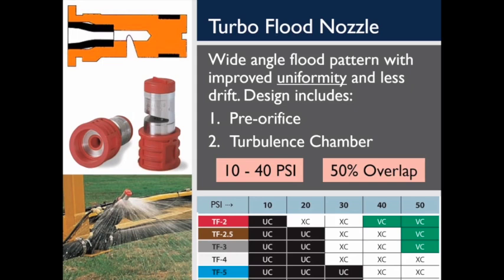The second design feature is the turbulence chamber. In the cutaway, this is the void area to the right of the exit orifice. The turbulence chamber magnifies the effect of the pre-orifice and is where the turbo part of the nozzle name comes from. Neither of these design features are unique to this nozzle, but it was one of the first to incorporate them. Because of the improved uniformity, turbo flood nozzles only require 50% overlap, as opposed to the 100% required for standard flooding nozzles. This allows for the use of wider spacing on booms.